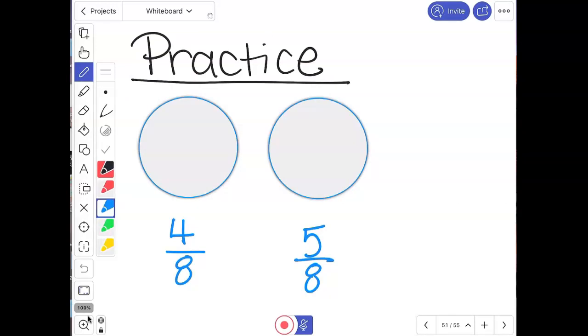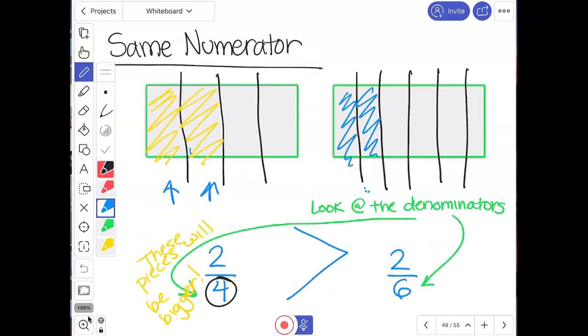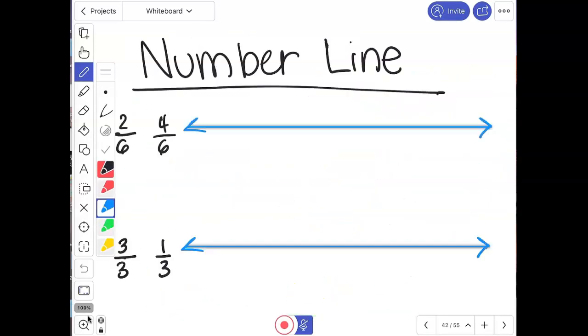Okay, so now let's go back to that number line that I skipped over before. This is kind of a throwback to last week with the number line. So if I want to plot 2/6 and 4/6 on my number line, I'm going to say that this is 0, this is 1, and I'm going to break this into sixths. So let me cut it in half, and then thirds on each side.